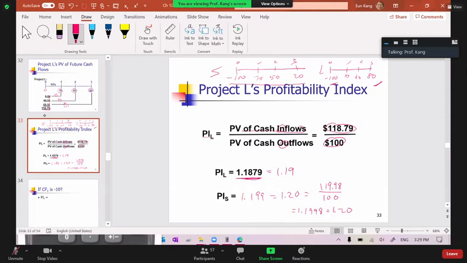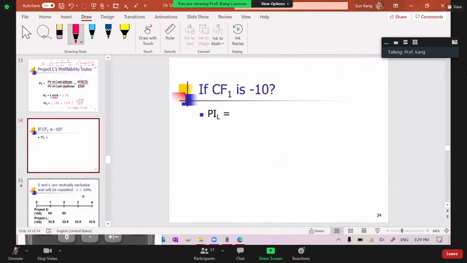Then the question is this: we have this. So we'll talk about project L, right? Project L is minus 100, 10, 60, 80 again. But if C1 is minus, right? So this is L prime, so it's not L, so project L prime.